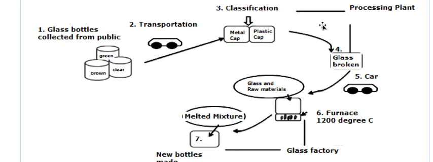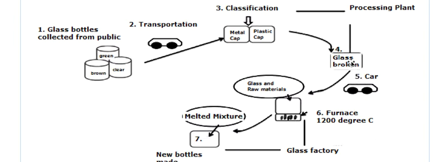So in the processing plant, two things are taking place. First, the classification of the bottles is done into two types, those having metal cap and those having the plastic cap. They are classified separately. Then the whole glass is broken. So these two things take place in the processing plant.